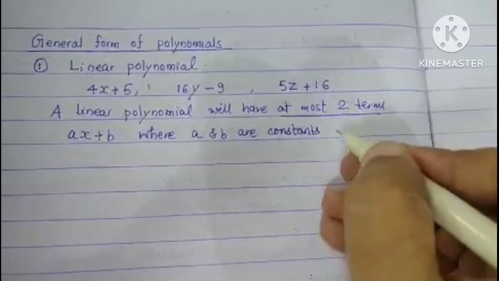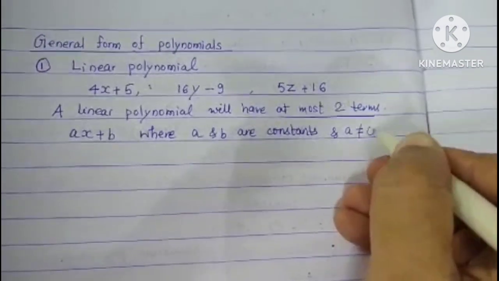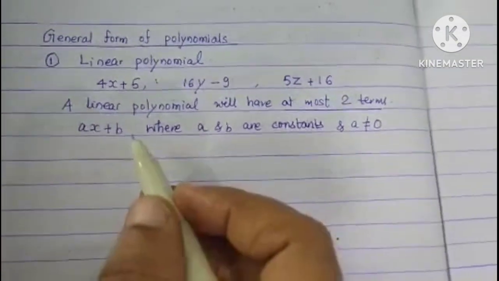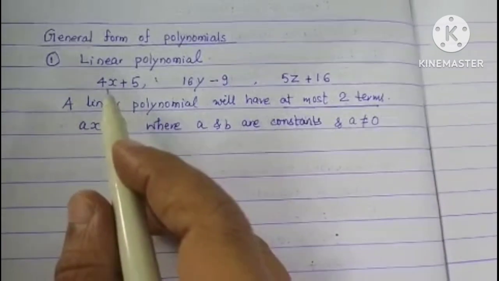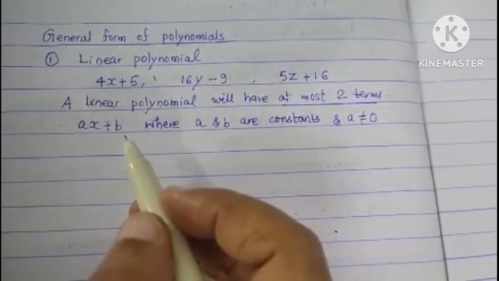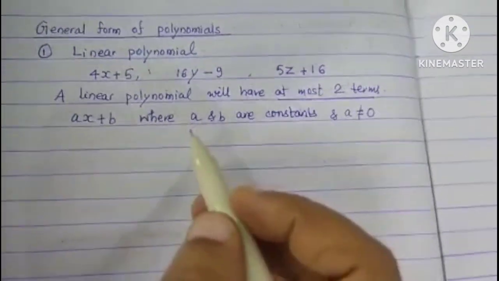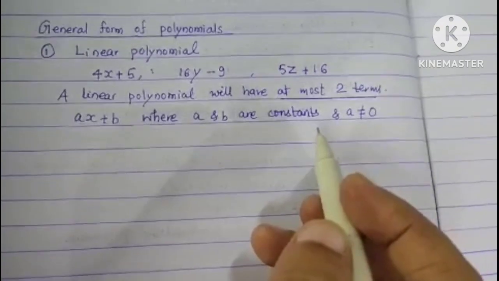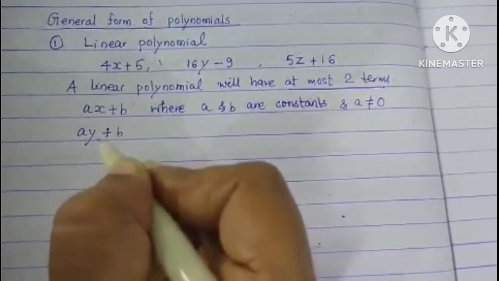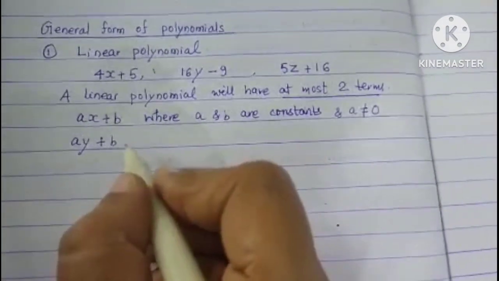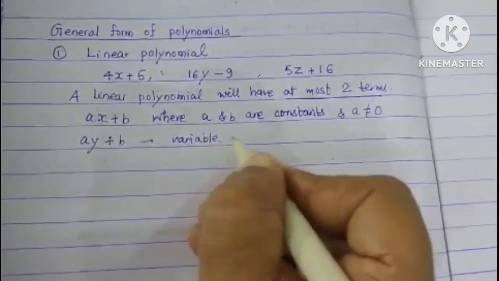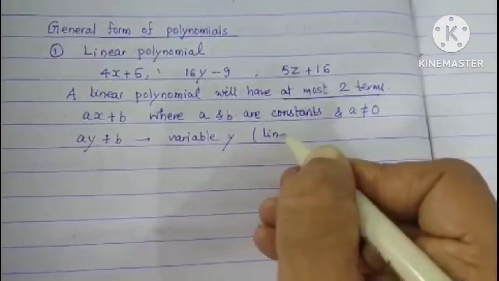And a is not equal to 0, because when a is equal to 0, it will be a constant polynomial, as the x term will become 0. So ax plus b is the general form of a linear polynomial, where a and b are constants and a is not equal to 0. Similarly, you can write ay plus b. It is a linear polynomial in variable y.